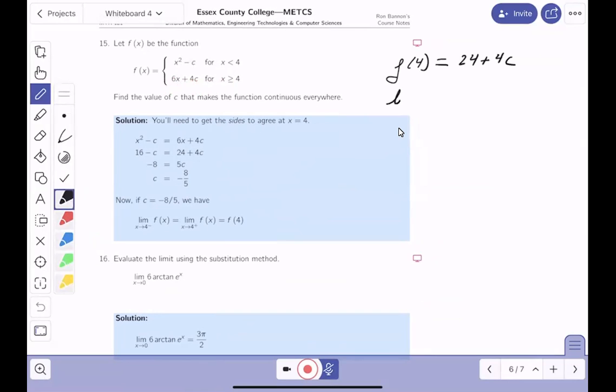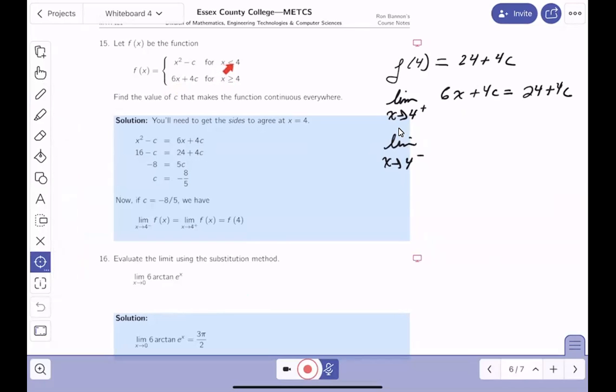Then I got to write my limits down. Limit as x approaches 4 from the right. And I have to write the limit as x approaches 4 from the left. All right, so let's take a look at it. So 4 from the right, which one of those two functions? It's got to be this one over here. So write that down for you. What do you get? 6x plus 4c. And what does that equal? 24 plus 4c. All right, let's do the one from the left. This is the only one that lets you approach 4 from the left. And what is it? X squared minus c.